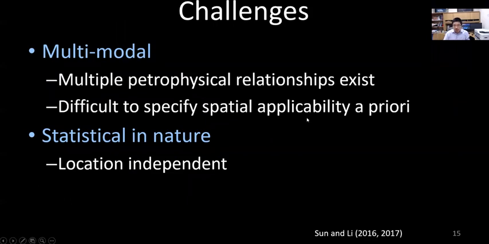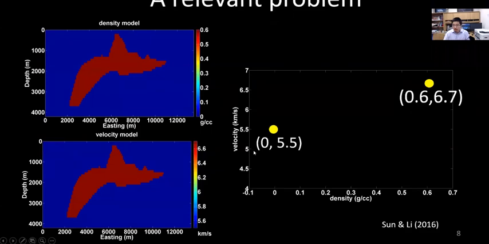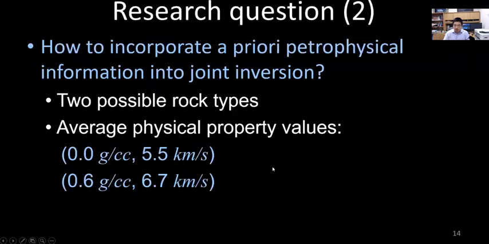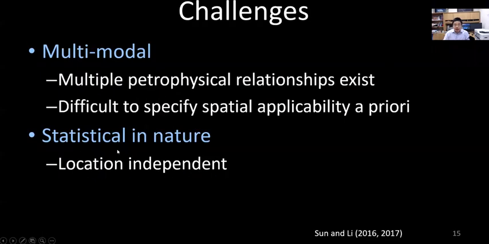Also, because of this, the information we have is actually statistical in nature because there's no location information associated with the information here. All we have are these values. We know that the density and velocity value can only be this and that, but there's no spatial information associated with it. So that's what I meant here by statistical.